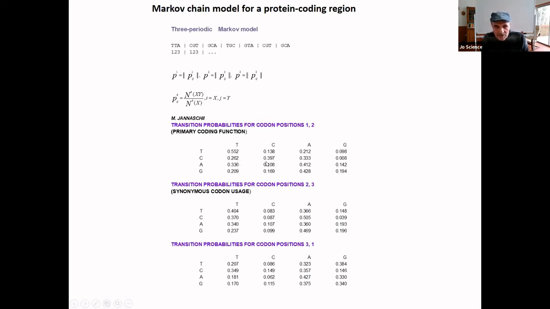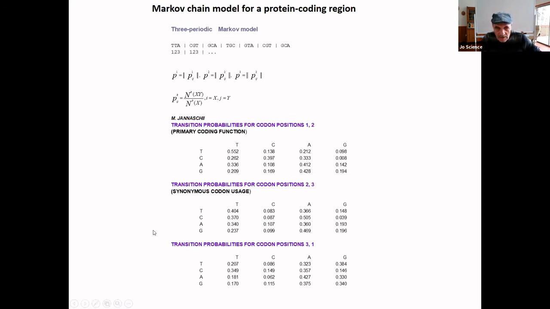So if I do this and compute these transition probabilities, then I have three matrices. You see three matrices, 16 elements each. They define transition from one nucleotide to another nucleotide, but they define them accurately when they sit in one or another position of a codon.